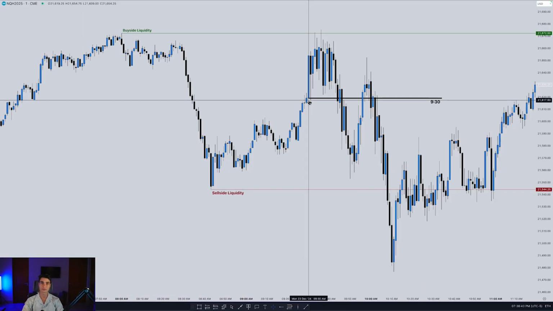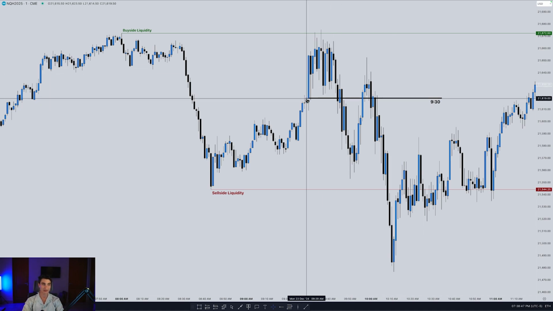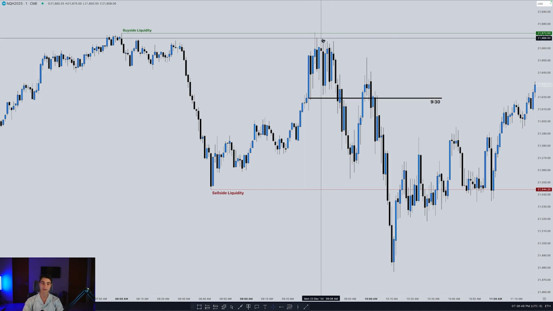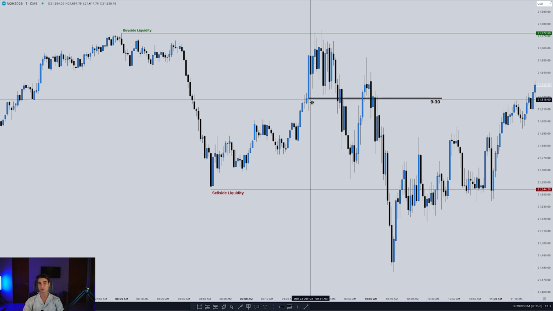Reason being is because if the market's going to be bearish, generally we'll see a run higher at 9:30 first. And the reason that function is in price action is because if you think about how retail, how uninformed money looks at the market, they're chasing price. They don't know what they're doing.